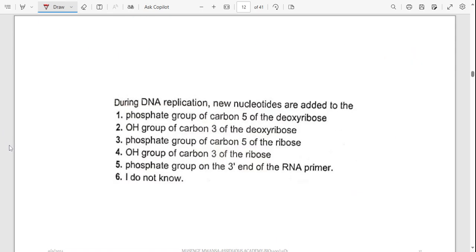During replication, new nucleotides are added to the growing strand. So remember we had already mentioned, this is a phosphate.